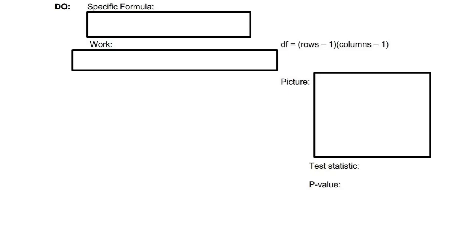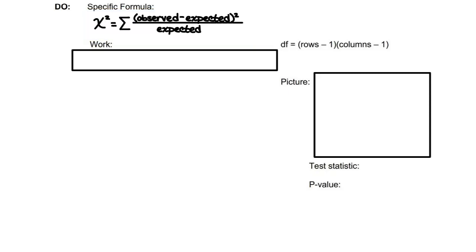Now for do. What is the formula that we used last time? Sum of all observed minus expected value squared over the expected value. Absolutely correct. We're going to do the sum of all. That's that weird, almost E-looking thing. That's a sigma. Observed minus expected squared divided by the expected. All right. I'm going to show you guys a little bit of a shortcut for writing down our work, and then I'm going to show you how to do this in lists in the calculator.